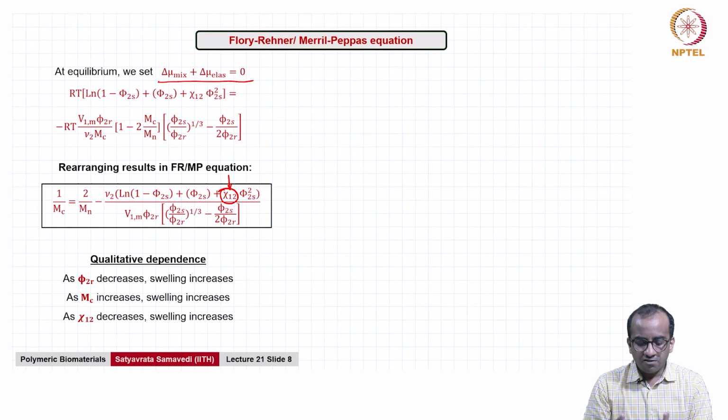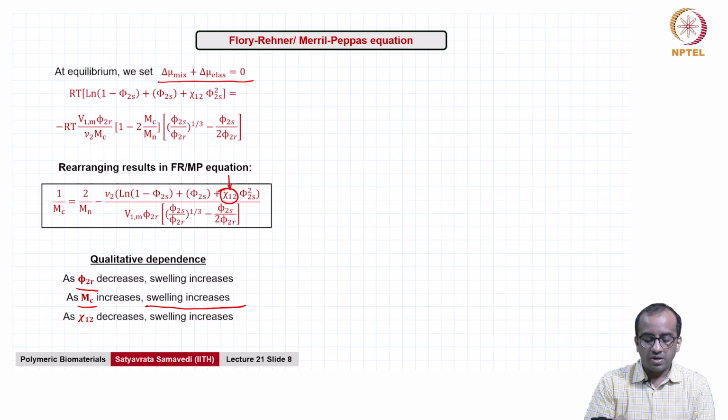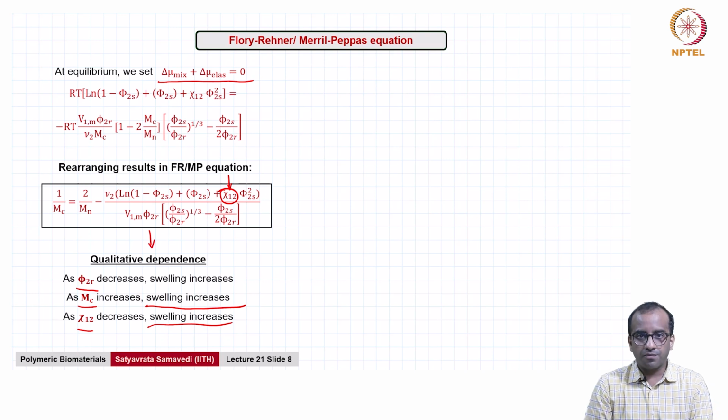Now, from a qualitative perspective, you can imagine that as the Phi2R decreases, swelling is going to increase. As the molecular weight between crosslinks increases, your swelling is going to increase, and as chi12 decreases, you have better polymer-solvent interactions, so swelling is going to increase. So, those are all some direct outcomes of the Flory-Rehner Merrill-Peppas equation.